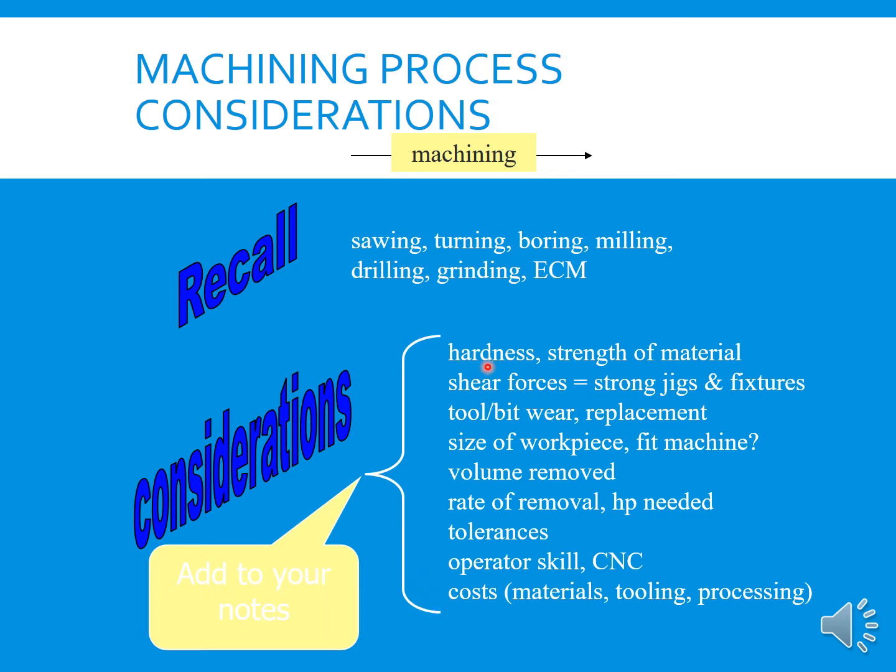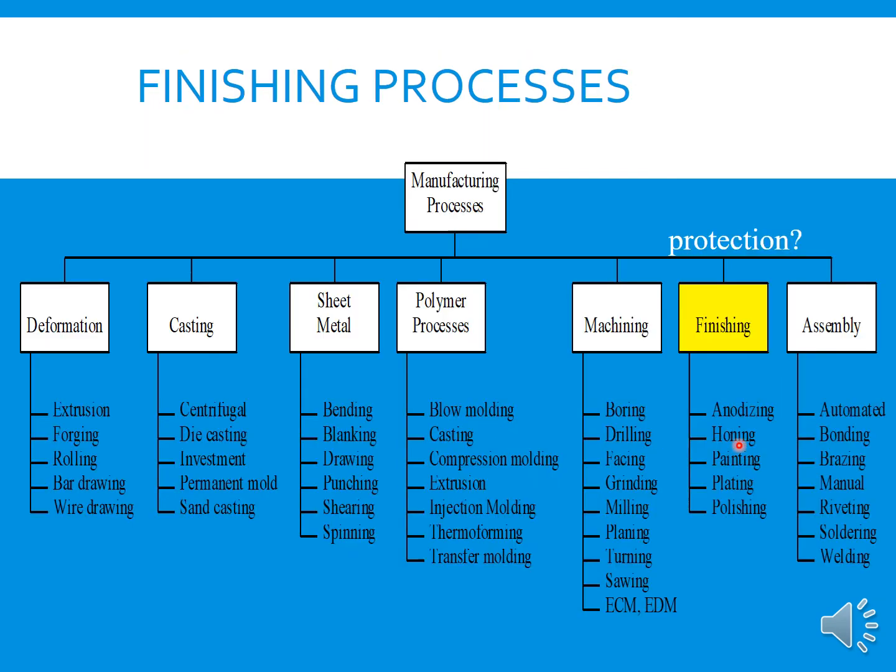You need to know the hardness, strength of the material, shear force, tool wear and need of replacement, size of workpiece, too big or small. Okay, volume, how many. Then the removable material, rate of removal, HP needed. Okay, tolerance, operator skill, or use of CNC, and lastly cost. The process is like anodizing, honing, painting, plating, and finishing.